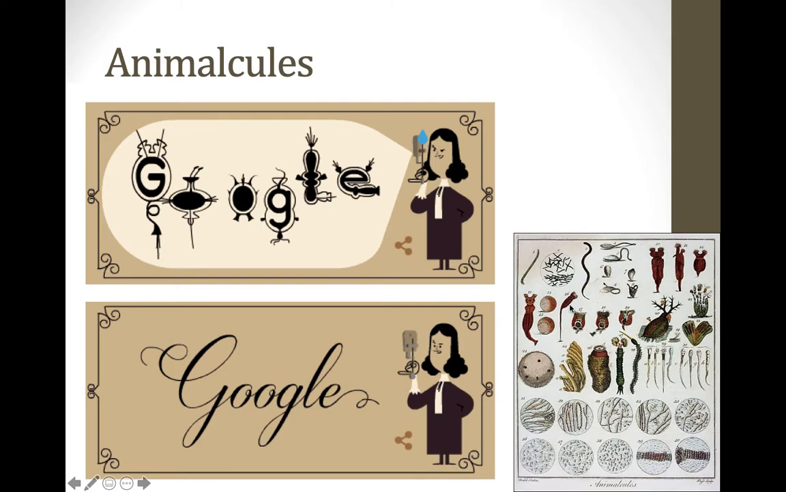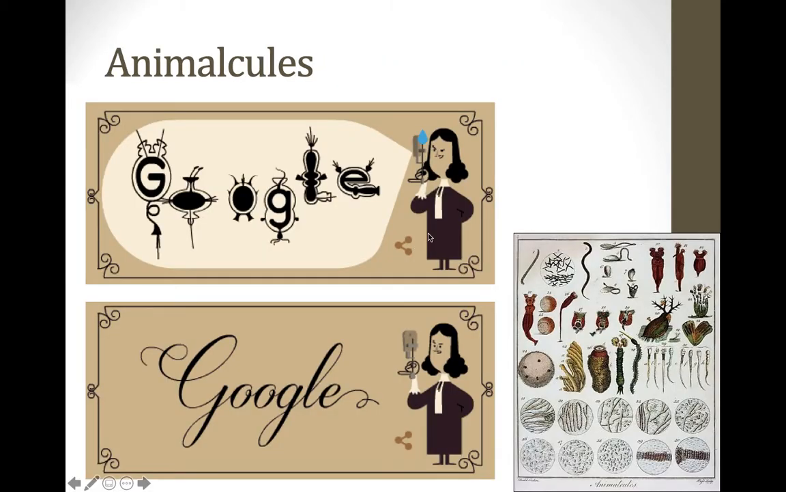So he would write about how these things moved. He saw them eat. He saw them swim, he saw them grow, he saw them divide, and he wrote extensive notes about them. So you can see animalcules down here. This is his actual drawings. In fact, he's so famous that Google gave him a doodle on his birthday a couple of years ago.